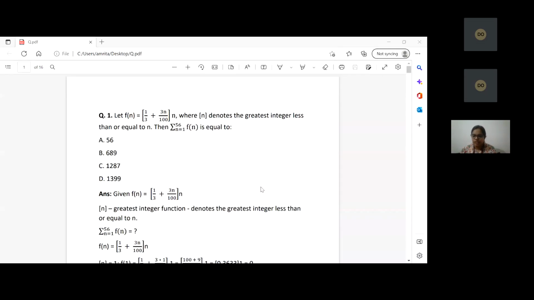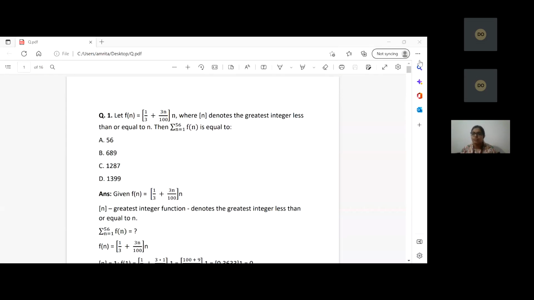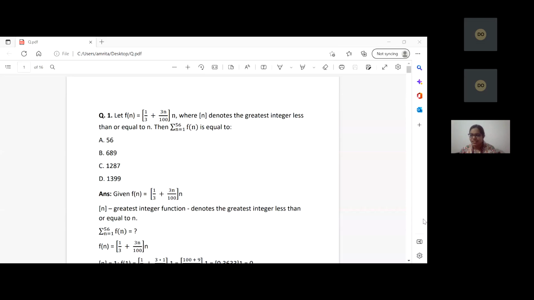I'm checking the chat box. If you have completed answering the question, or understood how to answer it, you can type in the chat box what the method is. I think nobody has answered in the chat box. Which one can be the correct answer? We'll be discussing it, don't worry.